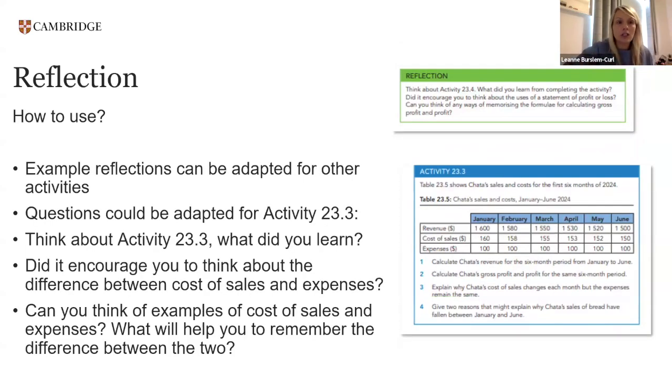Those 3 questions that we've just considered for activity 23.4 could be used and adapted for activity 23.3. So the first question could be adapted to, what did you learn in this activity? The second question, did it encourage you to think about the difference between cost of sales and expenses? And the third question, can you think of examples of cost of sales and expenses, and what will help you to remember the difference between the two?